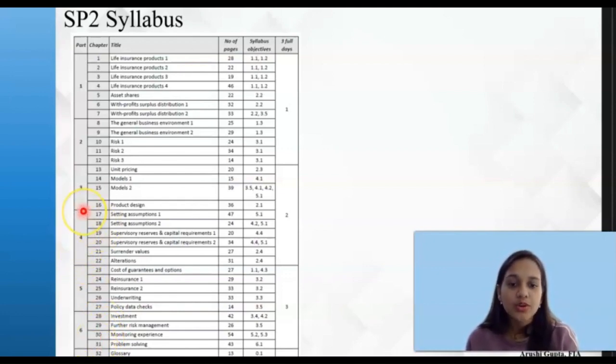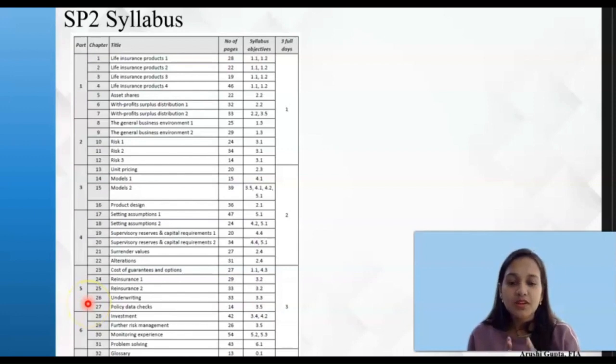Then moving on to the product life cycle, what it entails, like the design of the product, which is product design, chapter 16, how to set assumptions, how to perform reserving or the valuation, and how to deal with contract specific features such as calculating surrender values, cost of guarantees and options, etc. And lastly, monitoring the experience and also performing the investments. So broadly, this is how this course is structured.